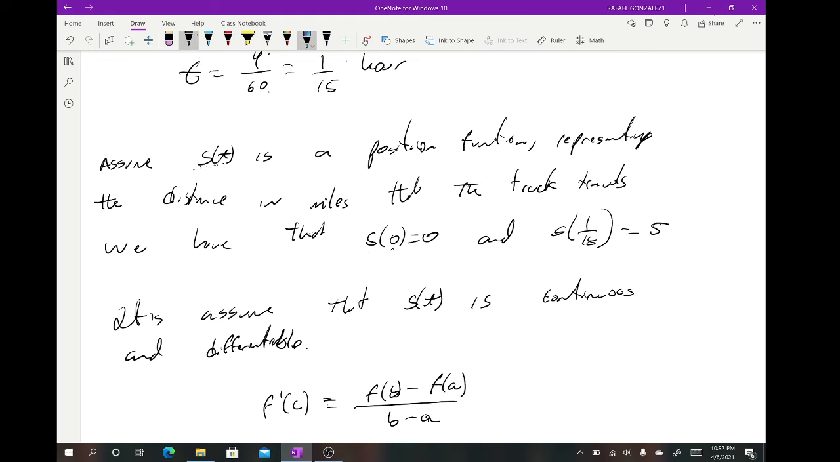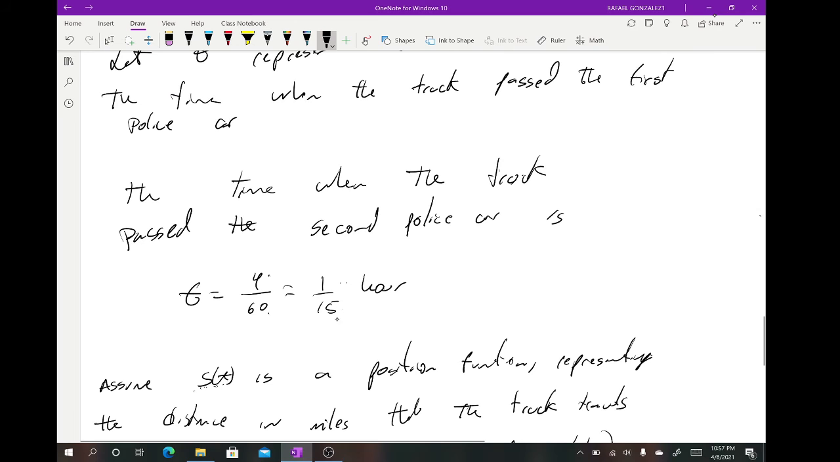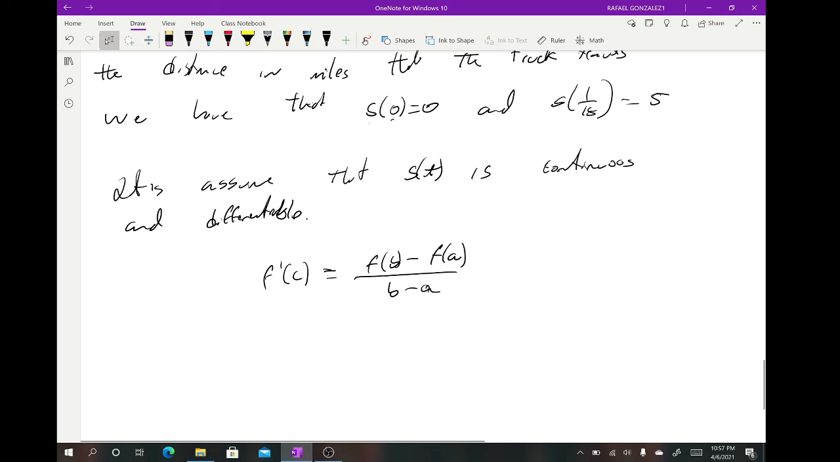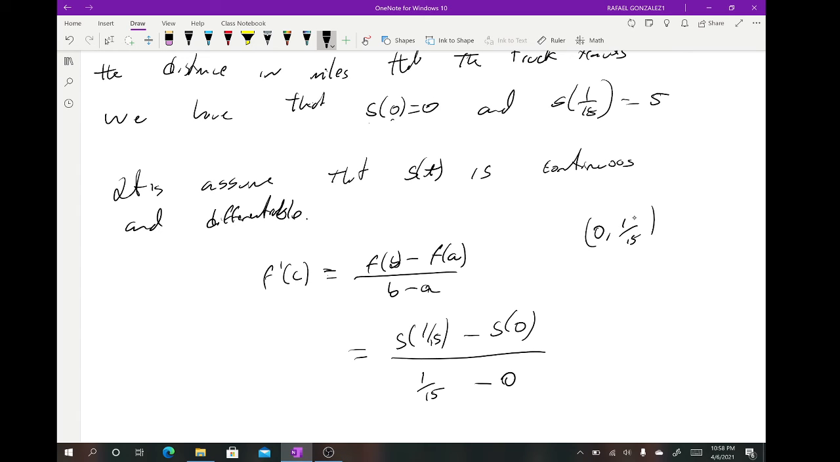We know what our interval is. Our interval is 0 to 4. Okay, but remember, we switched the 4 because that was in minutes to 1/15th, so in reality it's 0 to 1/15th. We're talking in time intervals here. So what we have here is really that f prime of c is equal to s of 1/15th, because this is our function, minus s of 0 divided by 1/15th minus 0. Remember, our interval is 0 to 1/15th because we're talking about hours. If not, it would have been 0 to 4 had I kept it in minutes.